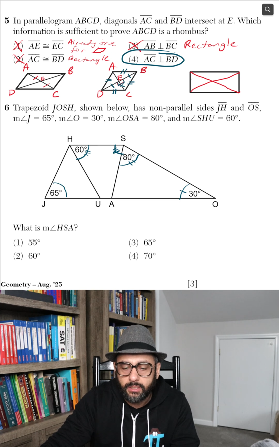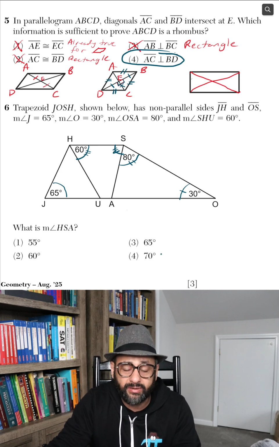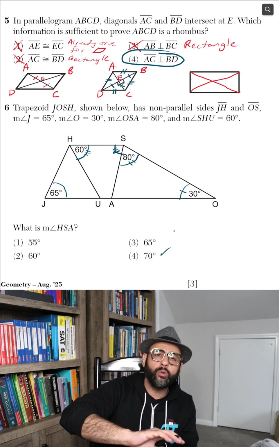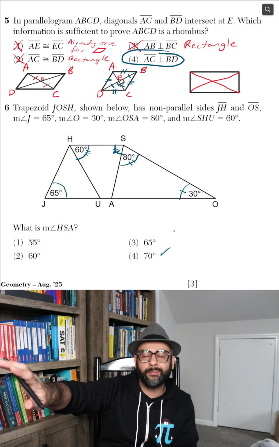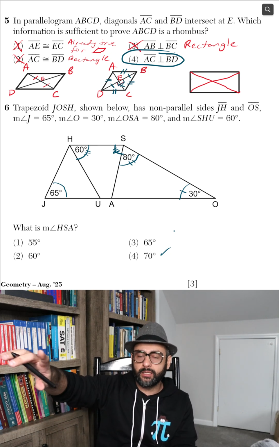60 degrees looks smaller than that angle, and the 65-degree angle actually also looks smaller than that angle. So 70 degrees is looking fine to me, only based on scale. Only based on scale. And that's assuming it's drawn to scale.